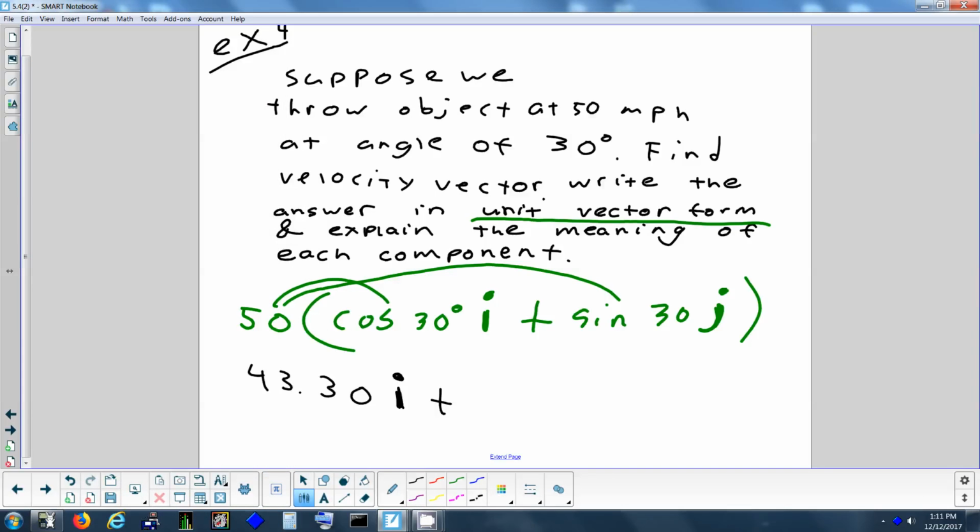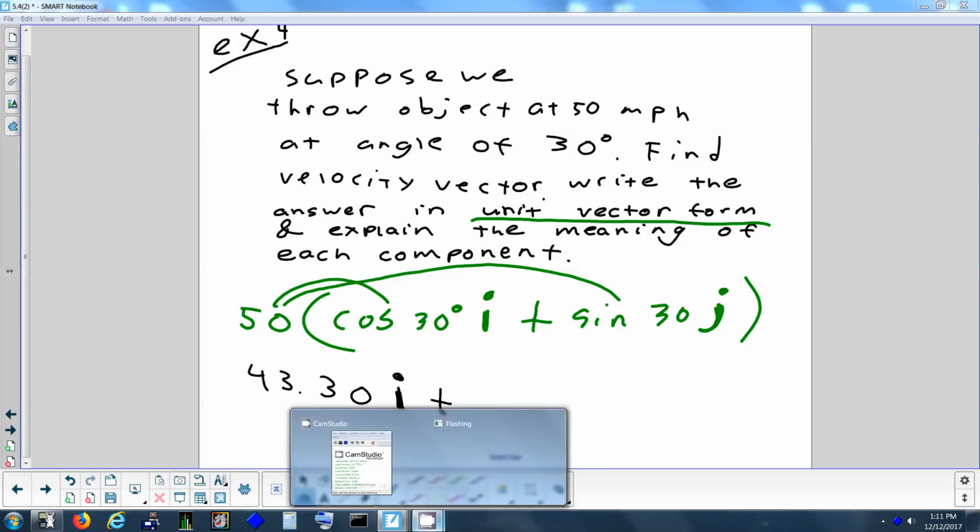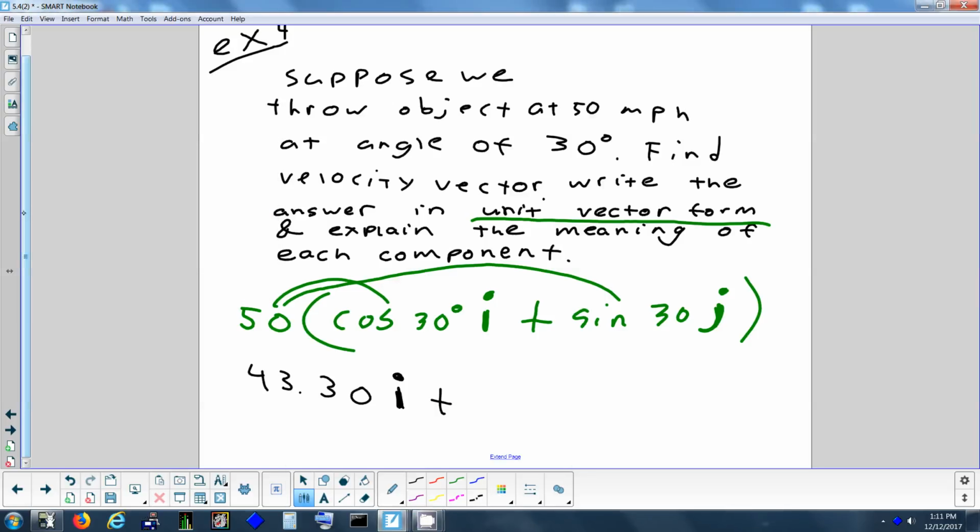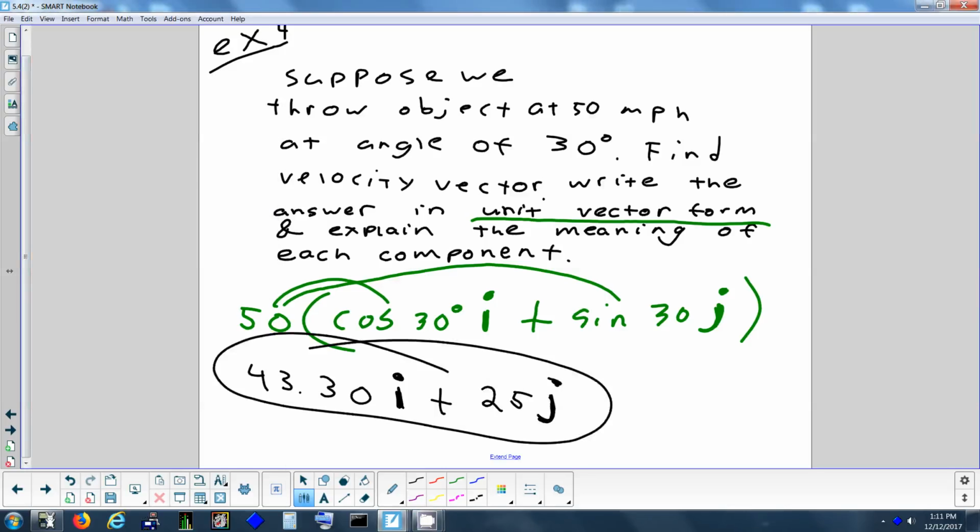Plus, and then sine 30. What's 50 times sine 30? 25. And what letter goes with that? j. So that's a velocity vector.